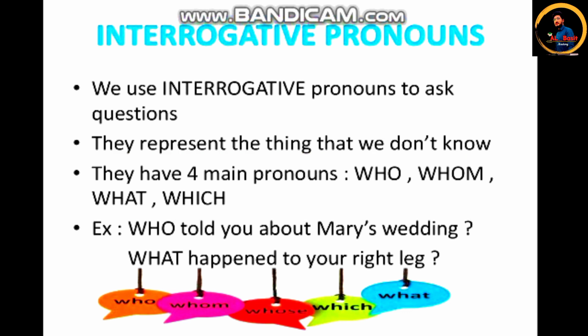Examples: who told you about Mary's wedding? Here we are asking a question. And another one: what happened to your right leg? Here we are also asking a question. So interrogative pronouns are pronouns used to ask a question.